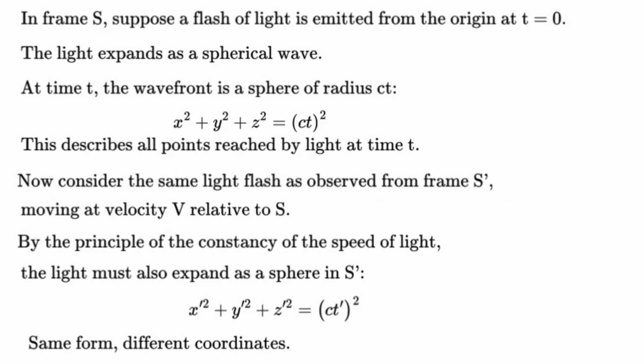In frame S, suppose a flash of light is emitted from the origin at t equals 0. The light expands as a spherical wave. At time t, the wavefront is a sphere of radius ct: x squared plus y squared plus z squared equals c squared t squared. This describes all points reached by light at time t. Now consider the same light flash as observed from frame S prime, moving at velocity v relative to S. By the principle of the constancy of the speed of light, the light must also expand as a sphere in S prime: x prime squared plus y prime squared plus z prime squared equals c squared t prime squared. Same form, different coordinates.